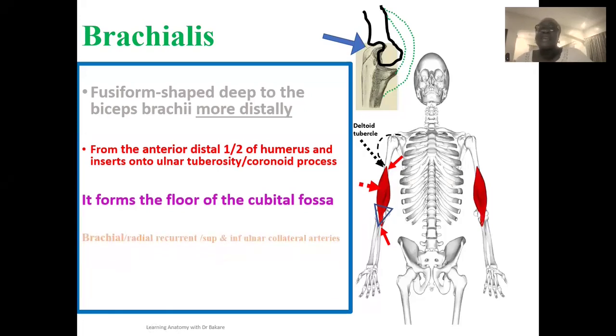The brachialis is supplied by the brachial artery. We know that the brachial artery is an emergence from the axillary artery. Specifically, the axillary artery becomes the brachial artery at the inferior border of the teres major muscle. We also have other branches emerging from the brachial artery that also give supply to the brachialis muscle. And these include the radial recurrent artery, also the superior and the inferior ulnar collateral arteries.